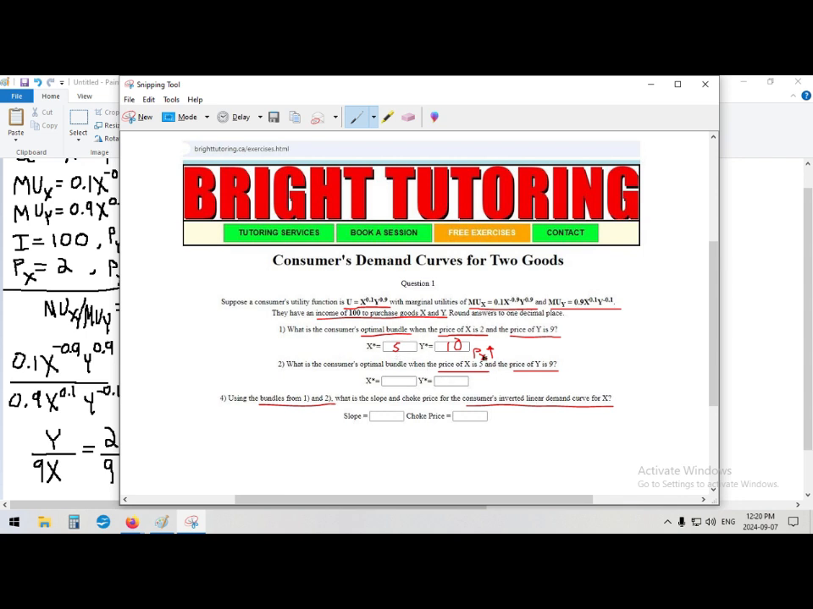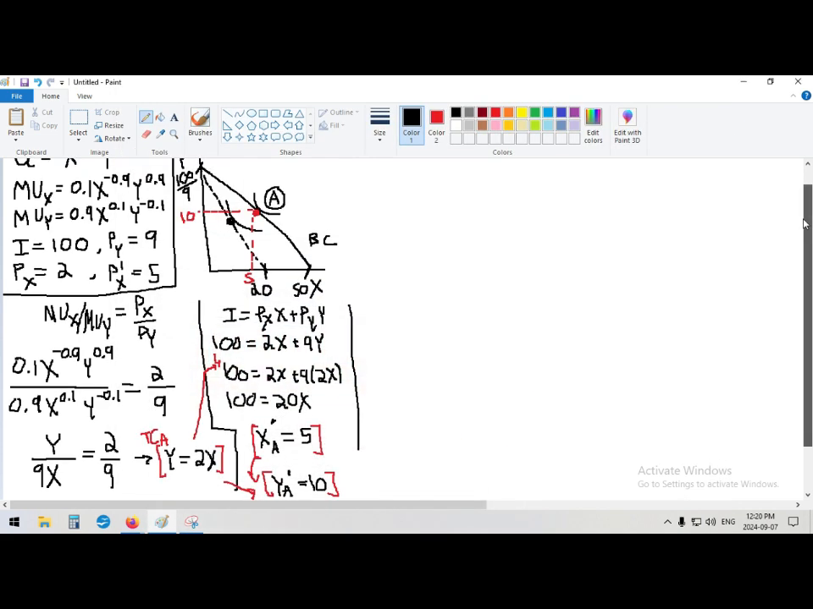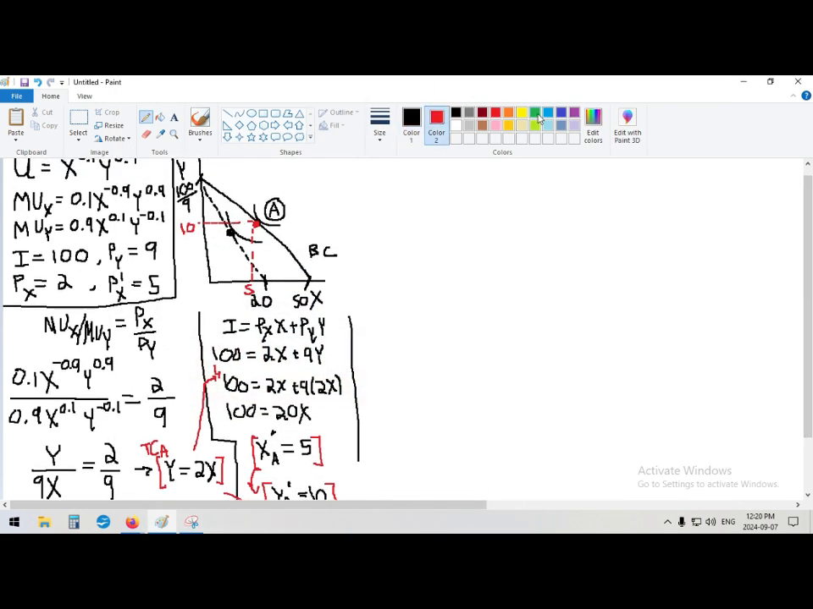Now to find the second point, all we have to do is just change the price of X and repeat the process. So for this point down here, we're trying to find this one. It's the same process, so we say, okay, we're going to have the same equations here. So everything is the same on the left-hand side. So you can see the left-hand side, that's just going to become Y over 9X. And then here on the right-hand side, instead of having 2 over 9, we're going to have 5 over 9.